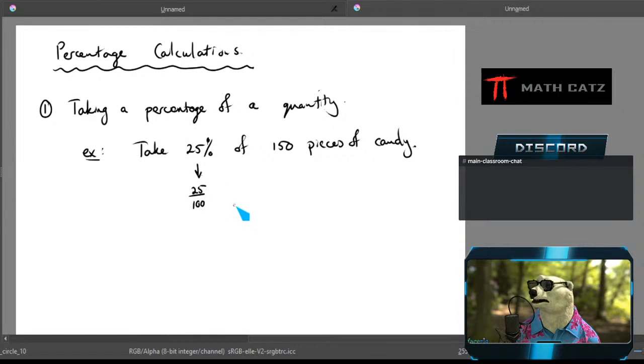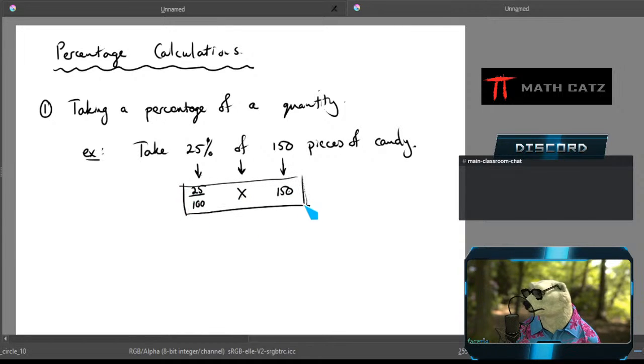It's 25 over 100. 150, 150. In terms of calculation purposes, "of" is multiplication. And there is my calculation: 25 divided by 100 times 150. And I can calculate that.